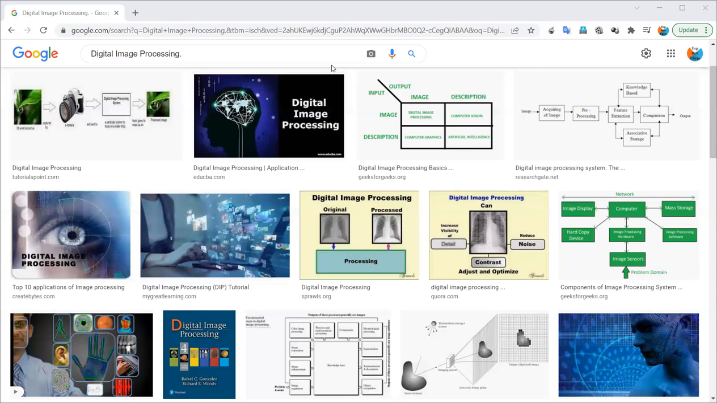There are so many open source algorithms, open source content, tools and techniques available in this domain. That's why people are interested in this domain also. Additionally, recently with the revolution of deep learning, the importance of digital image processing has become even greater.